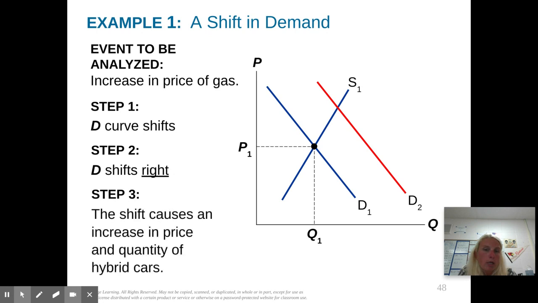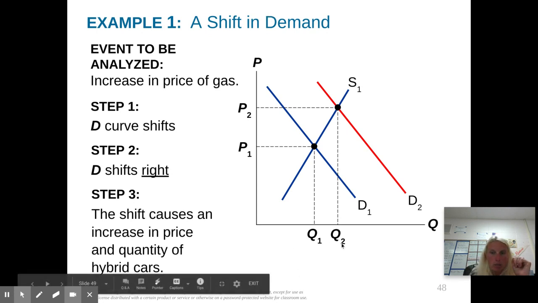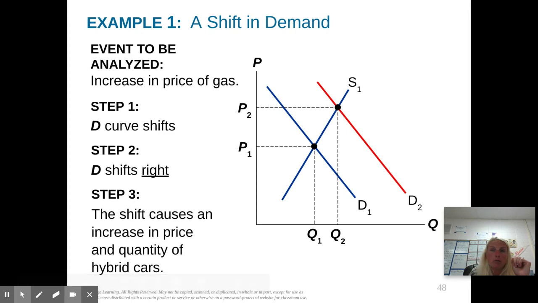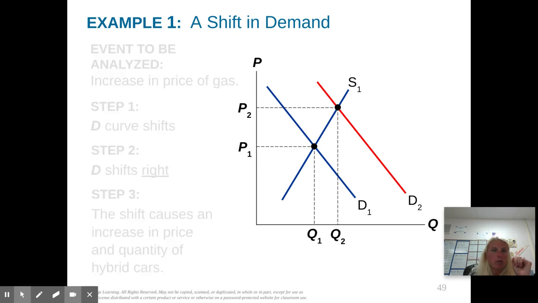So you draw that new equilibrium, and as you can see, there's an increase, 1 to 2, in the quantity demanded of hybrid cars, or just the quantity period, because it's moving up on the supply curve, and the price increased. Okay, so those are the 3 steps.